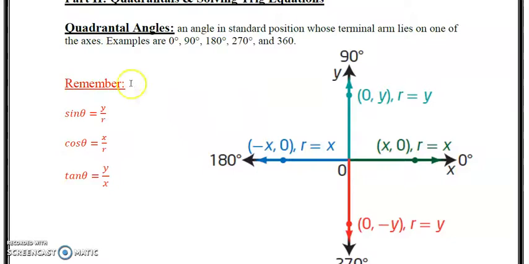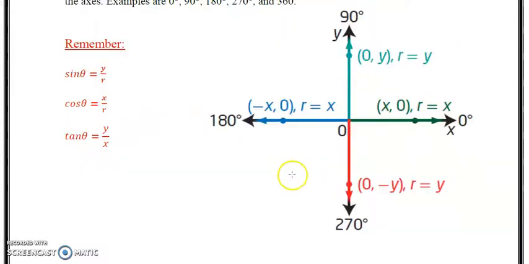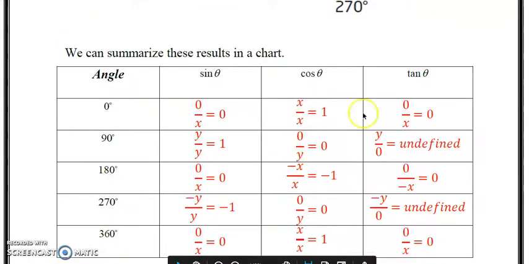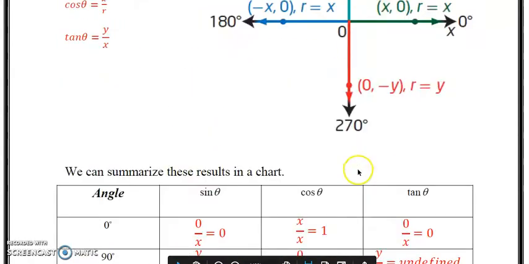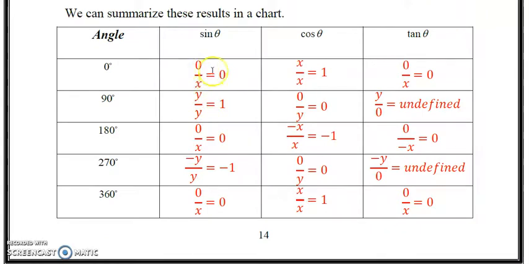Remember these values here. We have the sine of theta is y over r, cos theta is x over r, and tan theta is y over x. Don't get confused again, because it depends on the orientation of your triangle, right? So sometimes you'll think it's x, but it's not really. It's just because the angle is in a different location, right? It's just the orientation. So I filled this chart in based on what's above here. So we're going to summarize these.